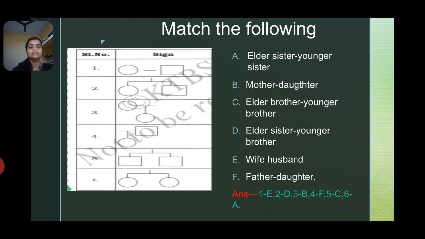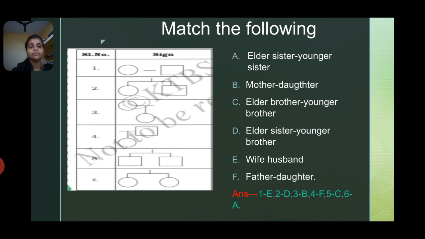The second picture will be showing the relationship of elder sister and younger brother. Whereas in the third, yes, you can see there is a relationship of mother and daughter. In the fourth, you can see there is a relationship of father and daughter.